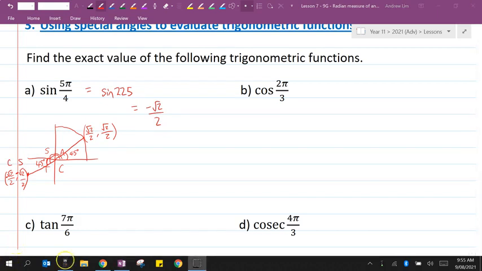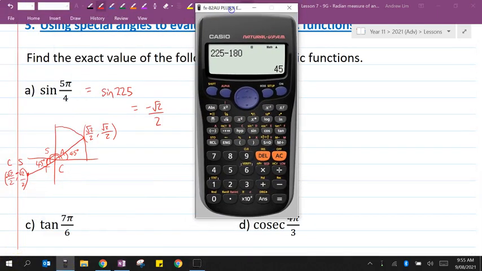Okay, and I can double check this using my calculator. So if I were to do sine of 225, I get negative 0.707. Good, my sign is negative. If I were to get negative root 2 over 2, yep, negative 0.707. So I know I got it right.